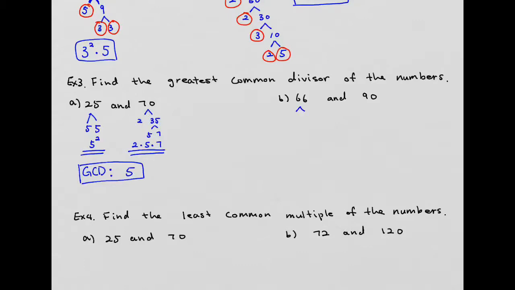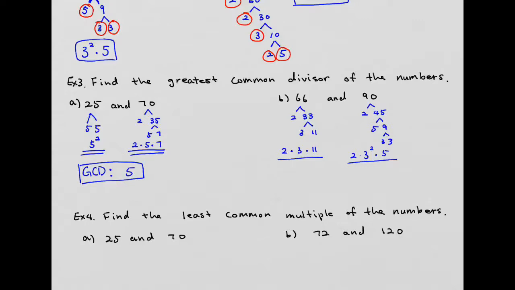6 is 2 times 3, and 33 is 3 times 11. So you get 2 times 3 times 11 as the prime factorization of 66. The prime factorization of 90: 90 is 2 times 45, and then 5 times 9, and 3 times 3. So it will be 2 times 3 squared times 5 as the prime factorization of 90.